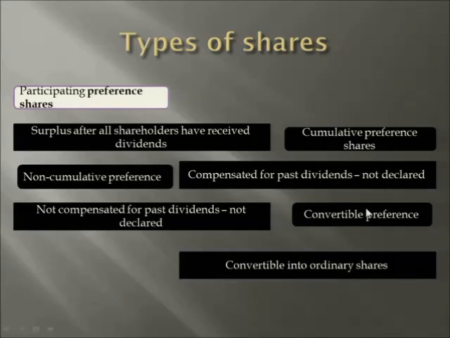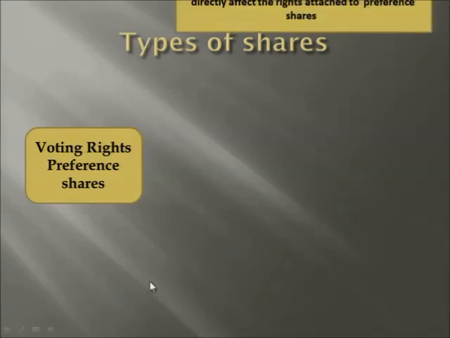Then we've got convertible preference shares. Convertible preference shares simply means it is possible for them to be converted into ordinary shares. If you own these convertible preference shares and you want to convert them to ordinary shares, then it is possible. Basically, this is a short summary of the different types of shares and their definitions. When we prepare ourselves, we must be able to distinguish clearly between every type of preference shares and those that are ordinary shares.